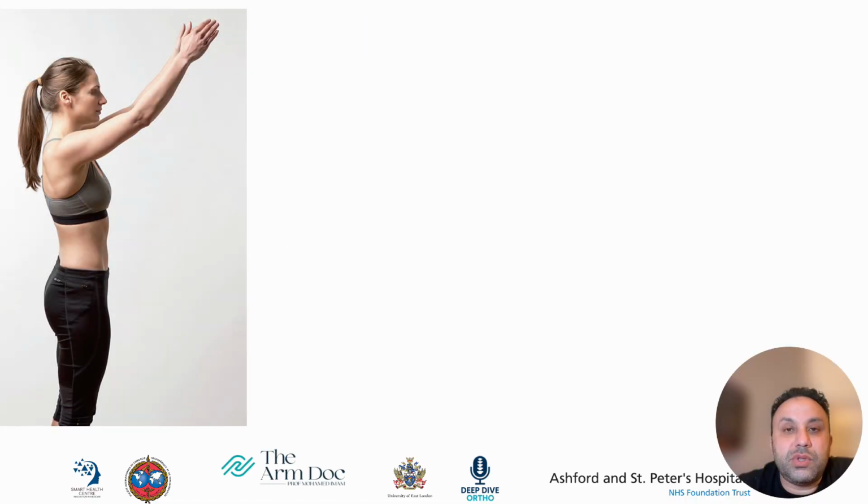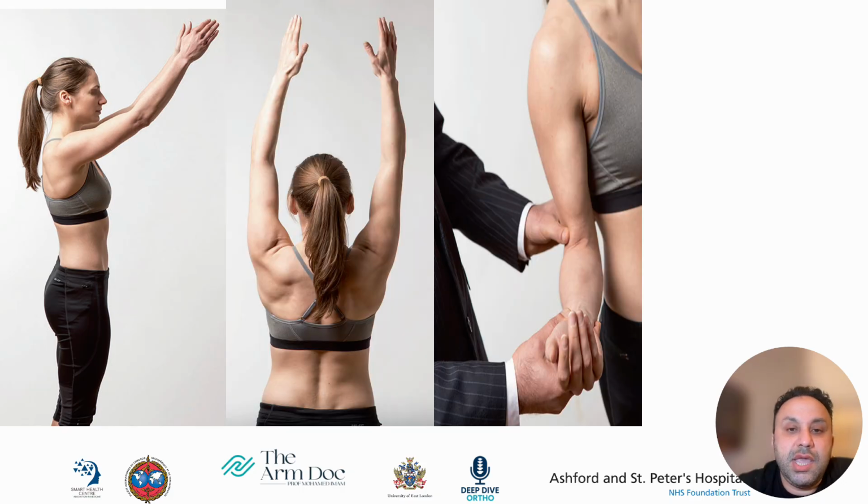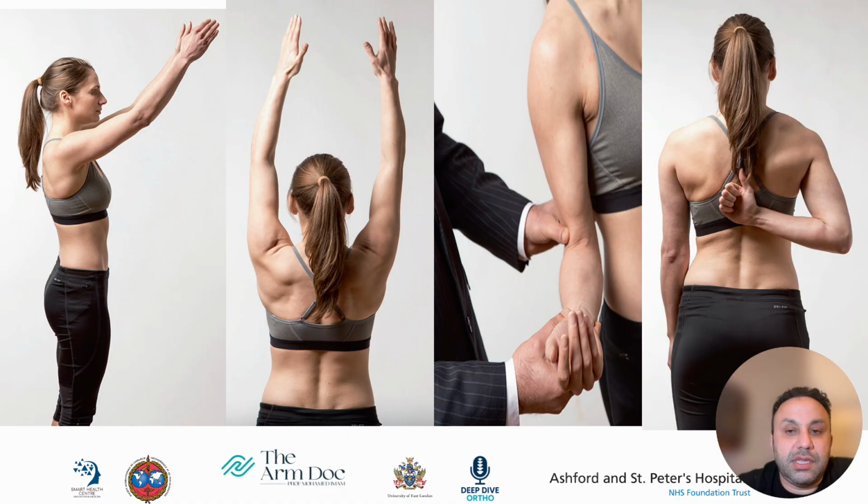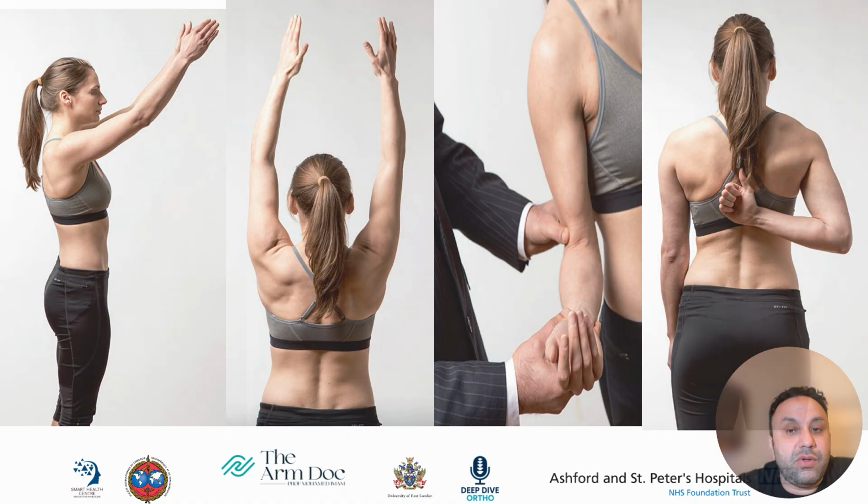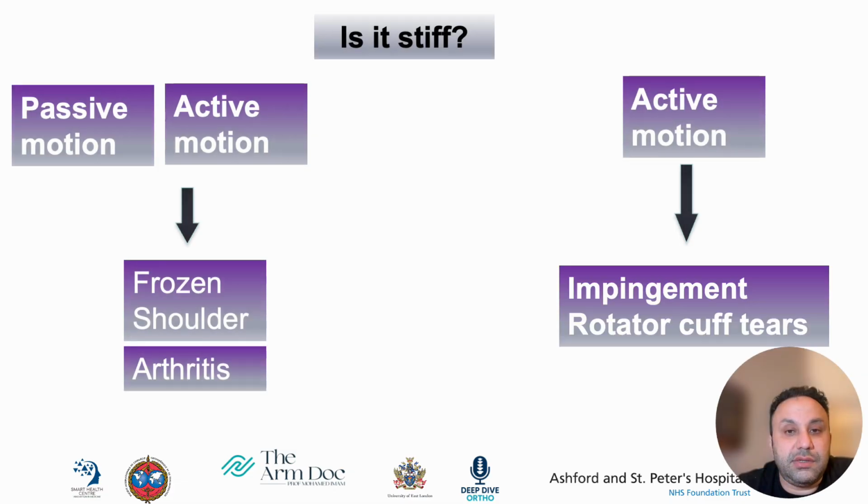Another important step, if I'm doing a quick screening, is the range of motion. Assess the shoulder, starting actively and then passively. That also gives me a very good piece of information, because if they cannot move it themselves, it can be a tendon issue. If I cannot move it for them, that's a frozen shoulder or arthritis.